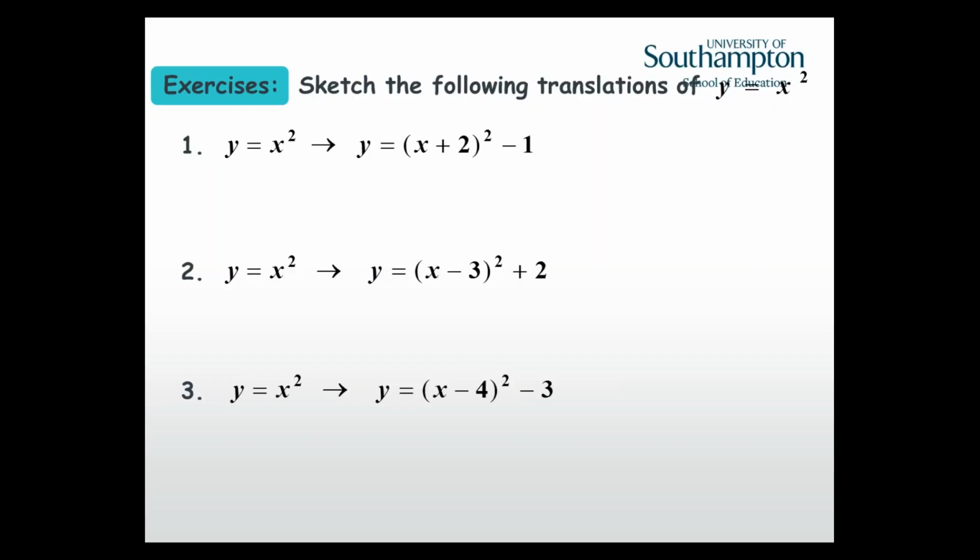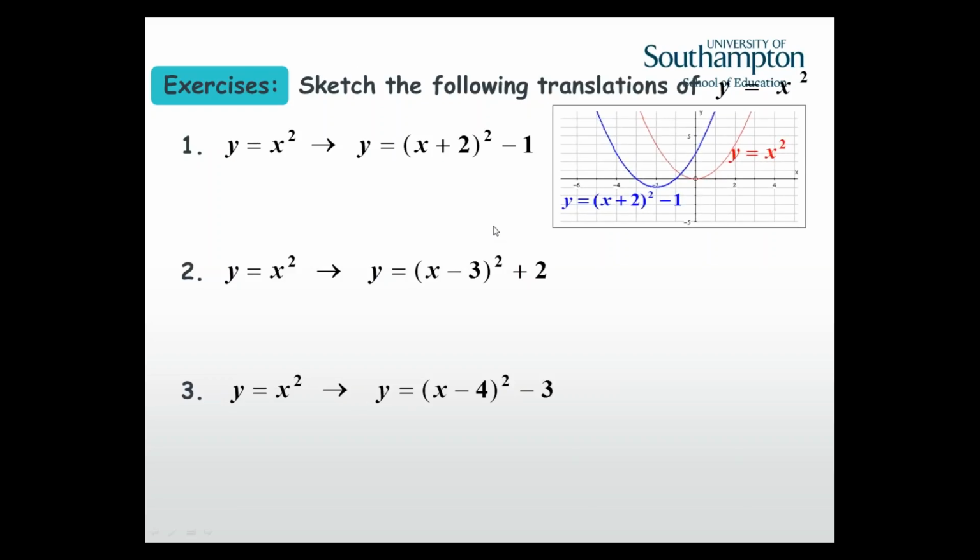Right, Wayne, you want to talk us through what you've done for the first one? Yeah, sure. If you can hear me, just give me a nod. I can hear you. Yeah. Okay. Basically I've got it as a translation of -2 and then -1. So it's moved to the left by 2, and then down by 1. Yes, I actually looked at the graph. Good. Excellent.